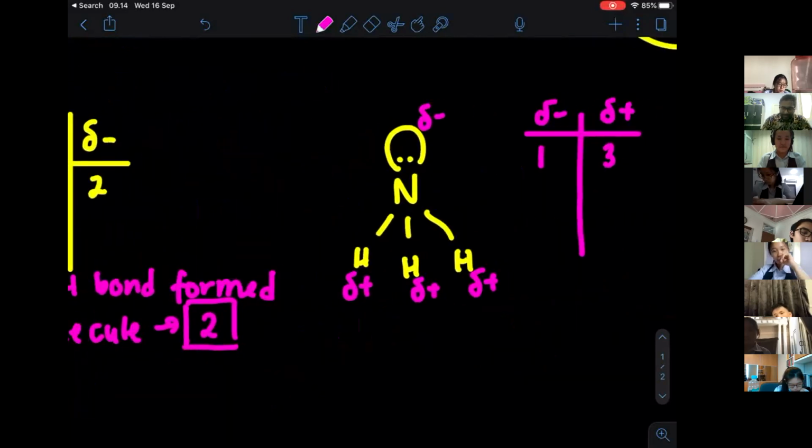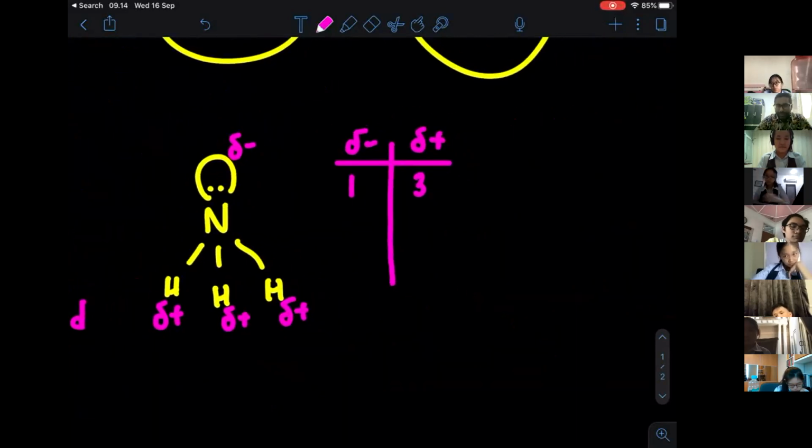Okay, but here, if you have 1 and 3, there will be 2 extra delta positive. Delta positive means hydrogen. So there will be 2 delta positives per 1 molecule that will not take part in the bonding. If you look at it overall, if you have a lot of ammonia, you only have 1 delta negative, which is this one. And of course, if you have more delta positive, it doesn't matter because there's only 1 delta negative. So only 1 hydrogen bond can be formed.